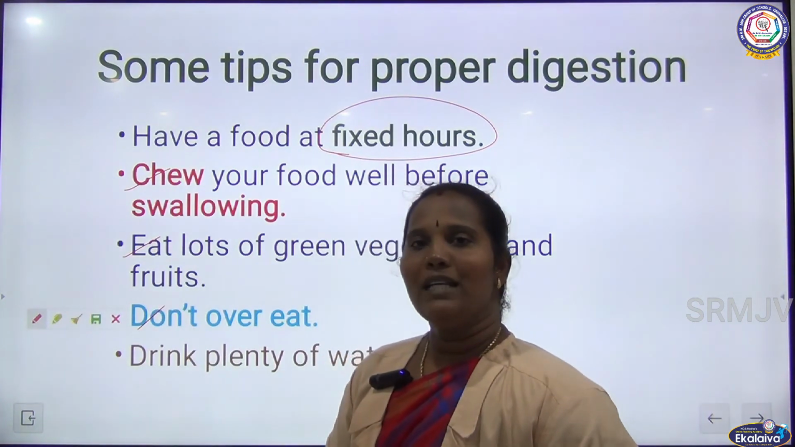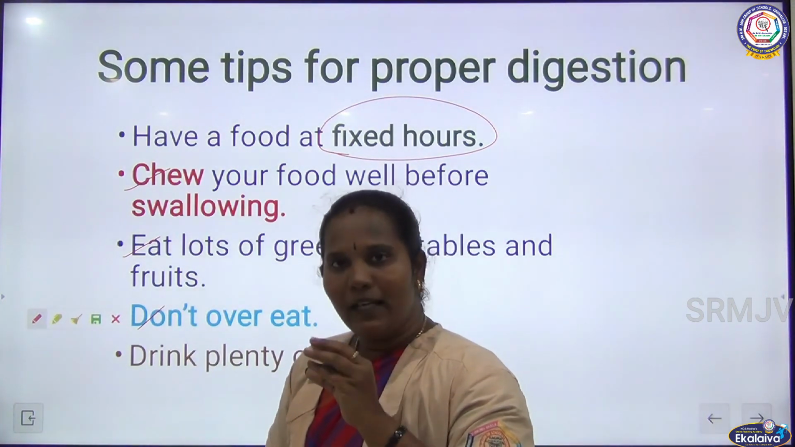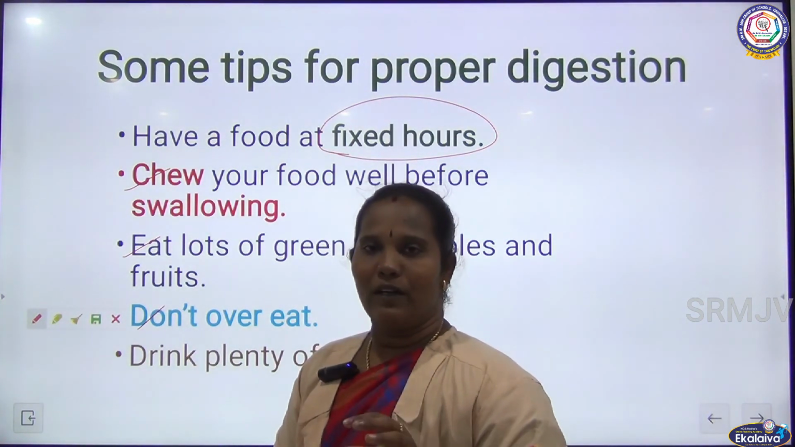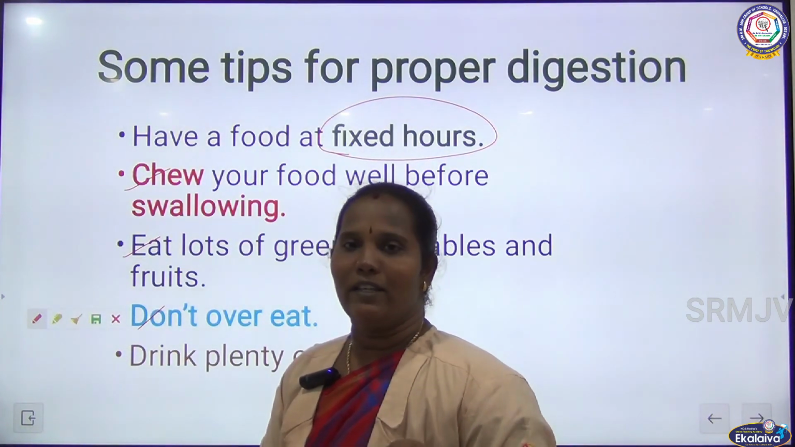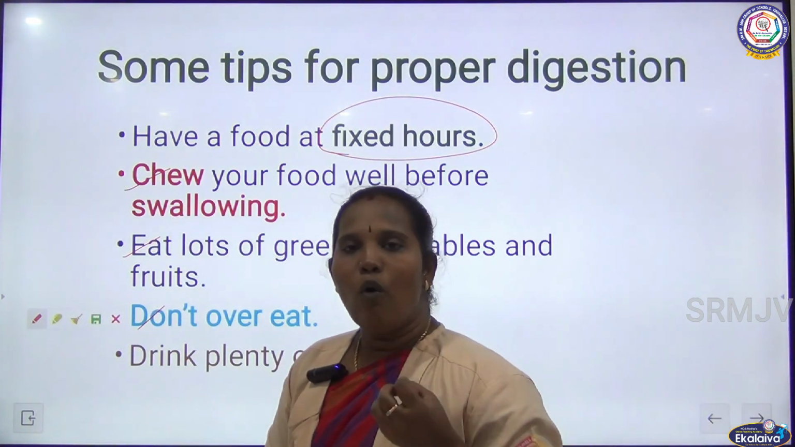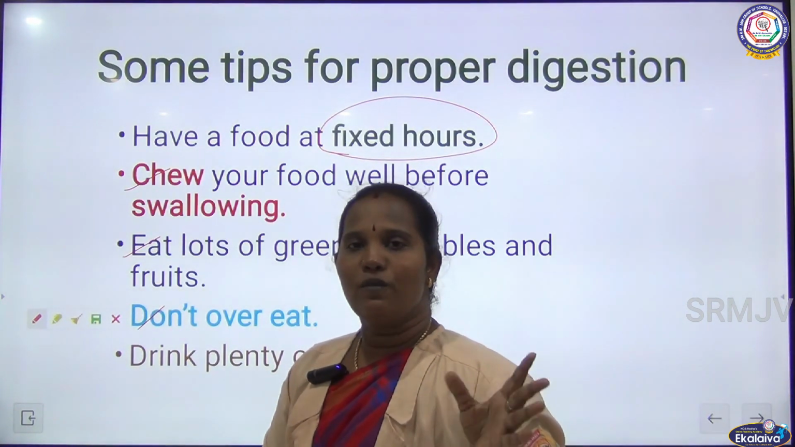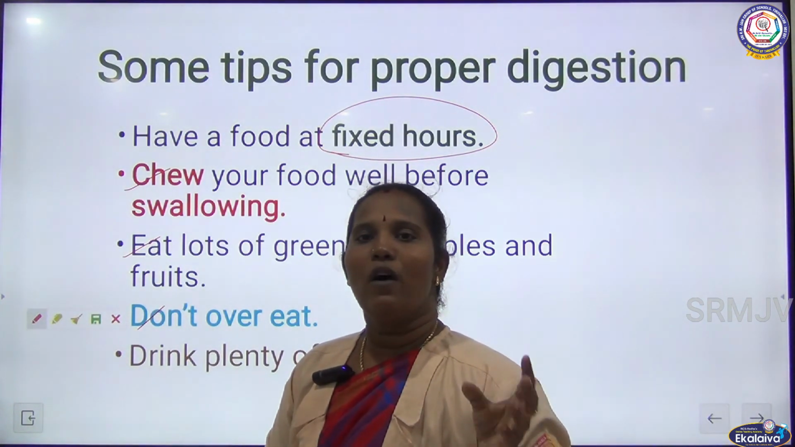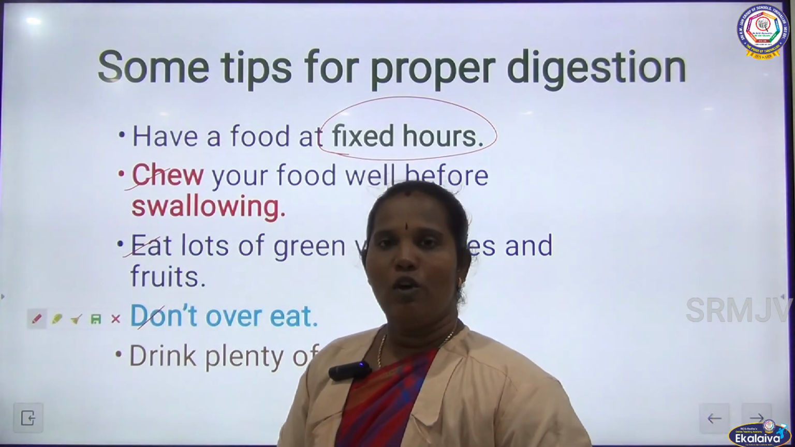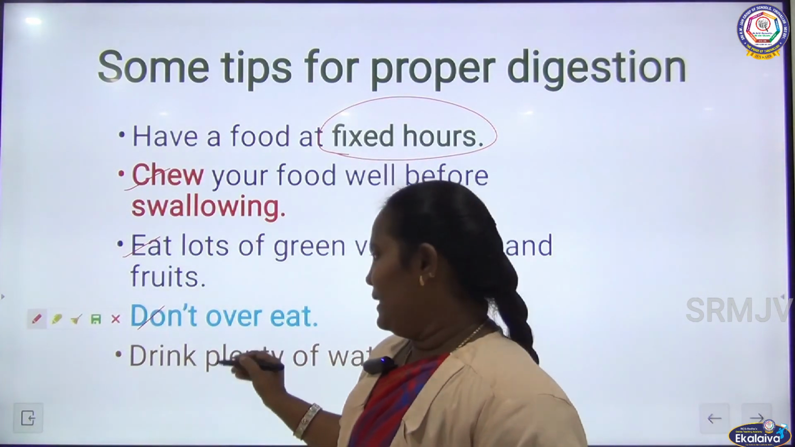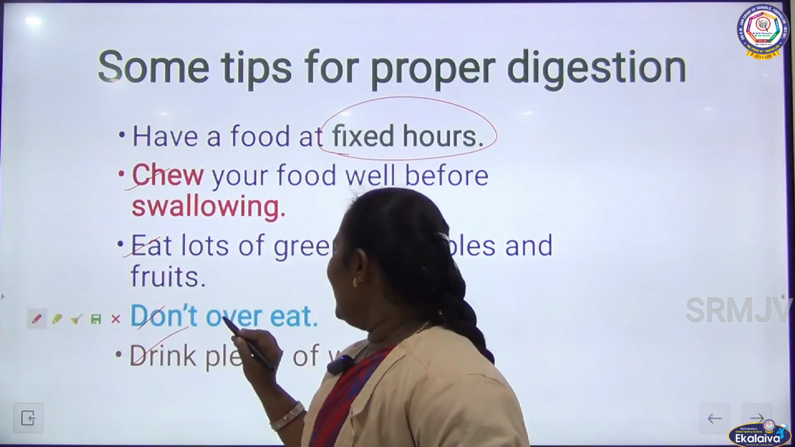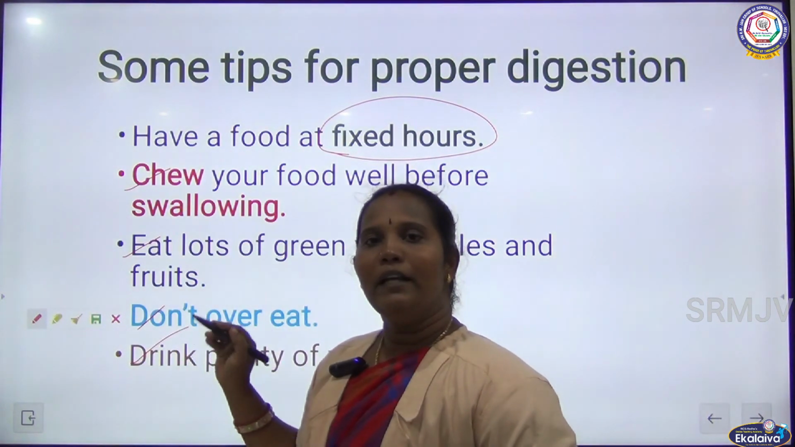Do not overeat means, as I told already, some secretory juices are secreted on the food, and only then can the food be digested. Suppose we are overeating, the digestive juices cannot be secreted enough for that much food. Okay, so we have to eat within limits. Then one, drink plenty of water. We have to drink plenty of water.